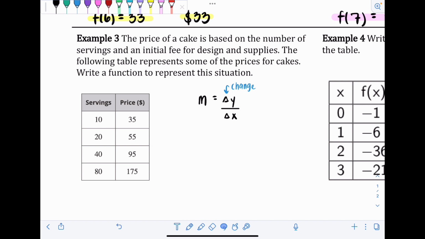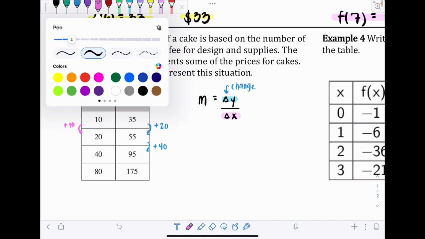So the way that we would check that on this table is if we look at say the change in y's, I'm going from here to here. I'm going from 35 to 55, so that means I'm going up 20. And for my change in x's, I'm going from 10 to 20, so I would be going up 10. And then from here to here, I'm going from 55 to 95, so I would be going up 40. And if you're not sure how far up you're going, you would do 95 minus 55. You would work backwards, and 95 minus 55 would give you 40.